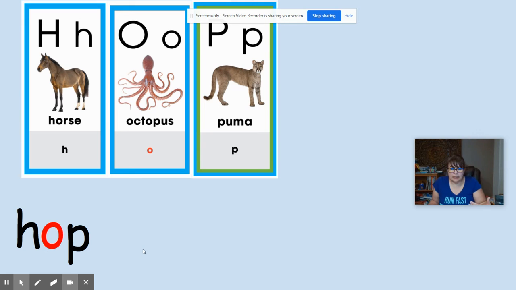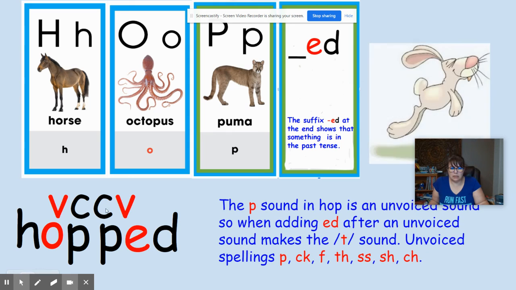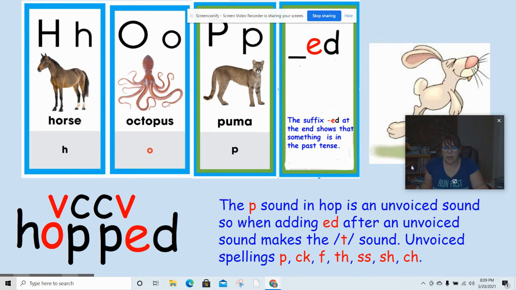But before I can add the ed, the rule says that I have to double the consonant before I can add the suffix ed. Now we follow the vowel, consonant, consonant, vowel rule. In this case, we are not going to separate into syllables because the P in hop is an unvoiced sound. When adding the ed after an unvoiced sound, it makes the t sound. Now, these are some of the spellings that have unvoiced, but I'm going to show you how you're going to be able to find it.